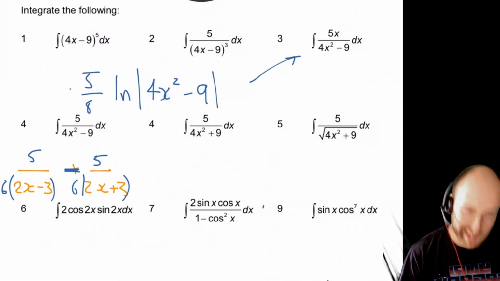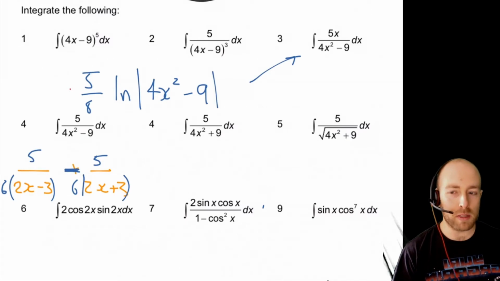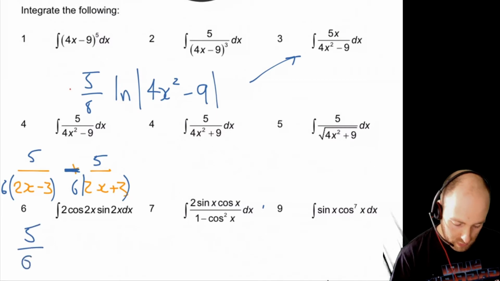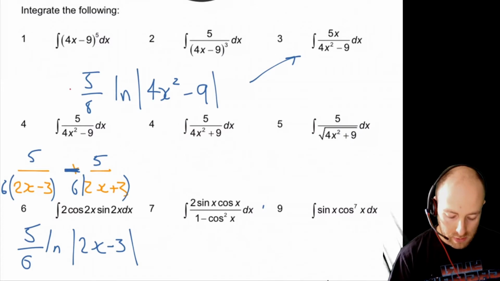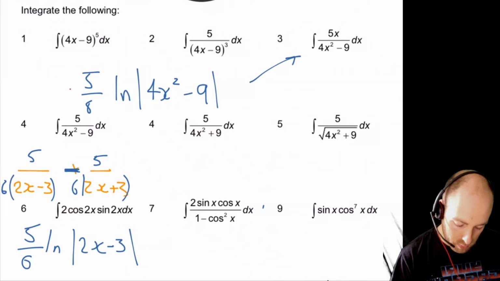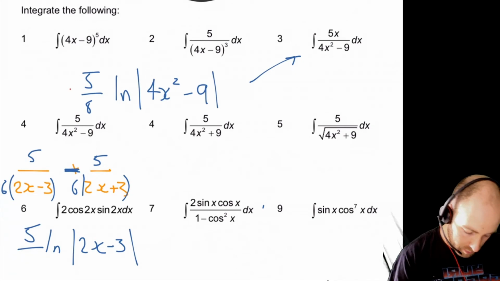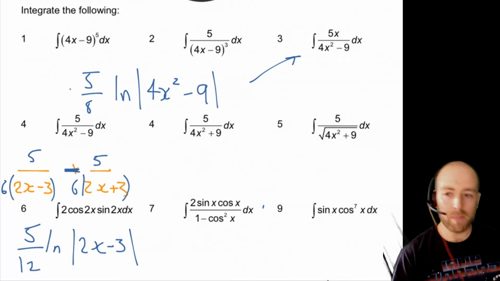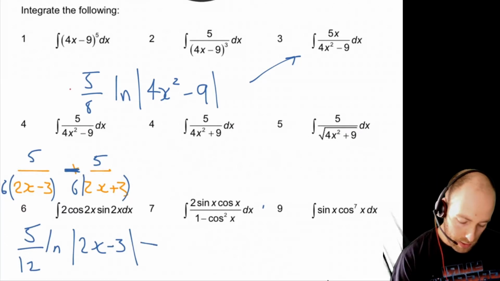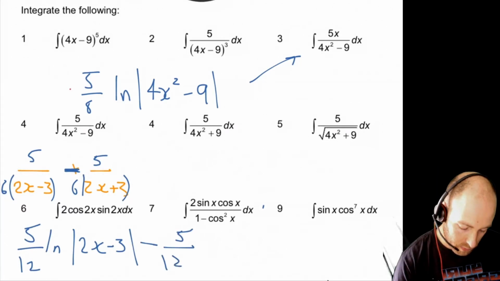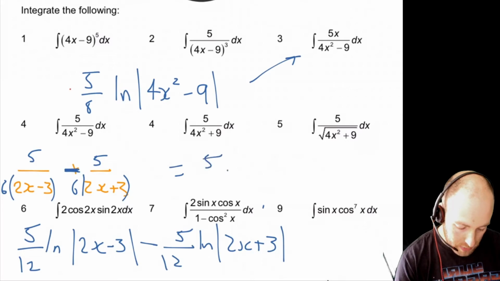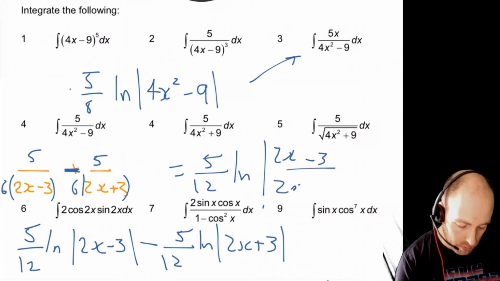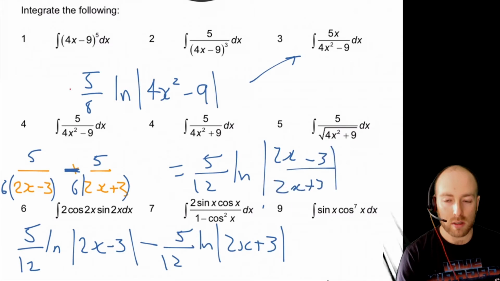There's a few different ways you could do this. You could expand the bottom and do it like that, or we could say it's 5/6 ln(2x - 3), and obviously the 2 would come out, so we want to get rid of the 2, so we're going to have 5/12 there. Your answers might be different though, depending on whether you multiplied by 6 first. And then the second one will be the same idea, 5/12 ln(2x + 3), which we could simplify and say is 5/12 of ln((2x - 3)/(2x + 3)). That's our answer there.